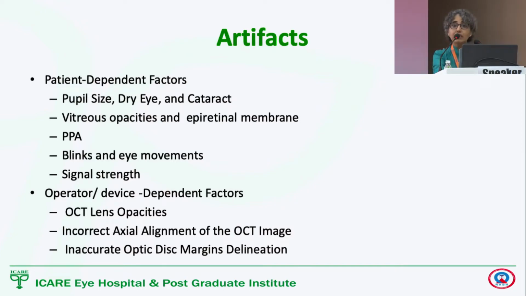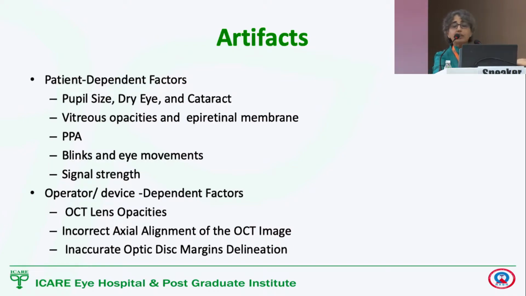Blinks and eye movements during the capture of the scan can also give you a lot of dead areas, which will flag as red. Signal strength I already mentioned. And then operator or device-dependent factors are basically the lens, which is right in front of the OCT machine. If it has fingerprints and other opacities or any dust, it can also reduce the quality of your image. So it's important to make sure, time and again, not every day because you'll end up scratching it, that you clean it using good quality lens cleaner wipes to reduce that artifact.